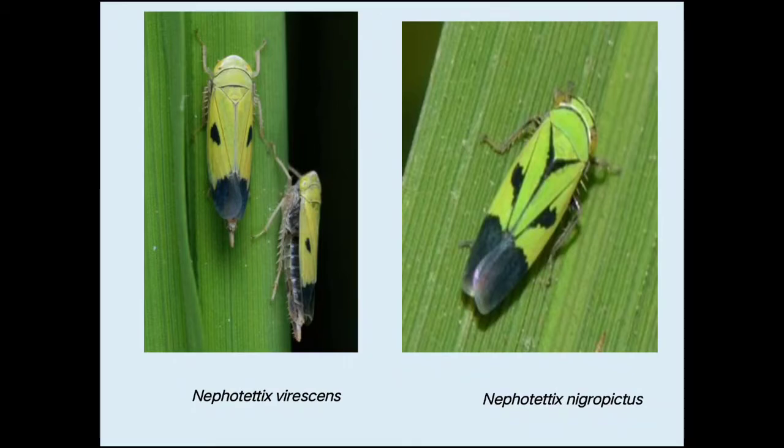So last class we discussed a few insect pests of rice like yellow stem borer, leaf folder, and case worm. Now we'll discuss the sucking pests of rice. Already in the first class we discussed what the sucking pests are. So today we'll start with the green leaf hopper.